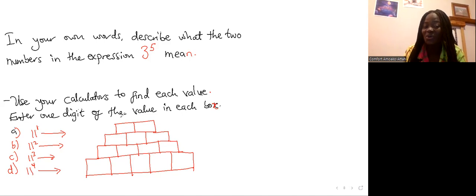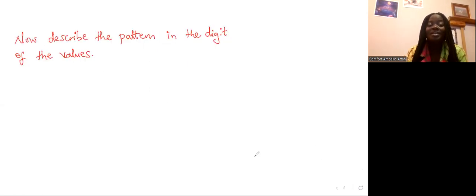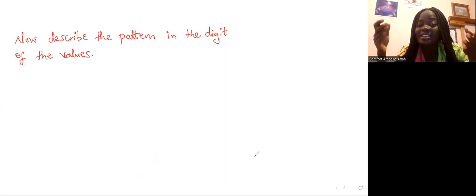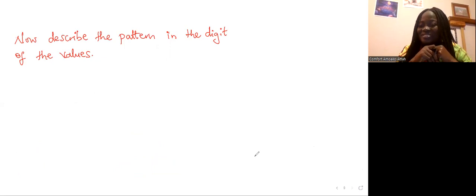So now use your calculators to find the values over here. Enter 1 digit of the value in each box. When you finish, you now submit your work. Now describe the patterns in the digits of the values. Good. And I believe you can do this. We can work it out together as you always do.